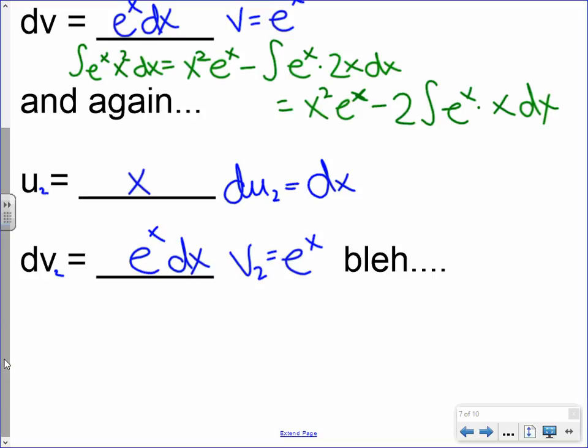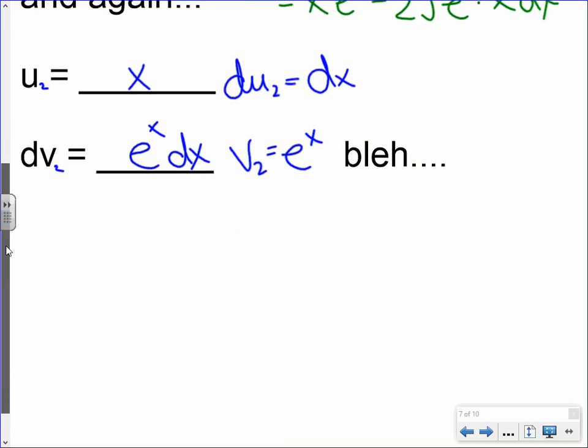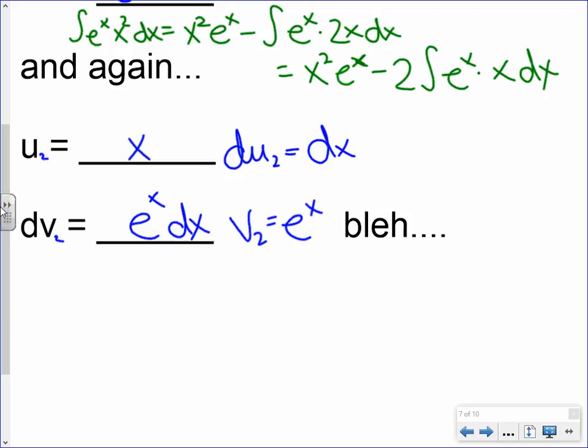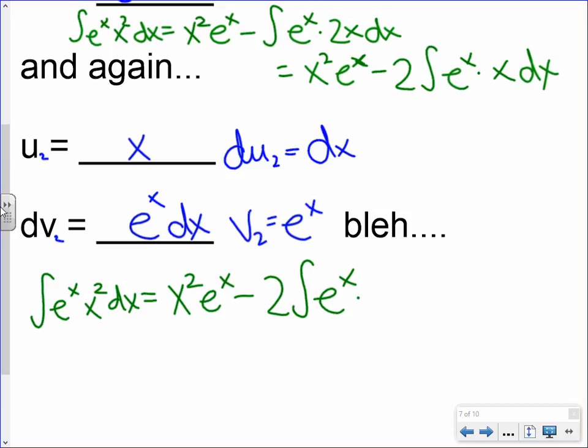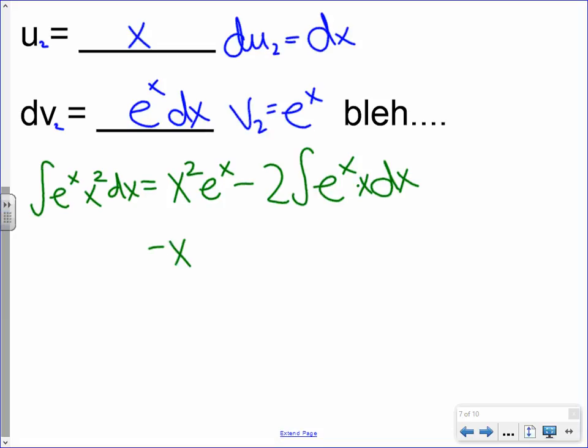So what we would have to do, coming back all the way up to there, I'm going to just copy down what I have in green up there. Our original problem, the integral of e to the x, x squared dx, we said it equals x squared e to the x minus 2 integral e to the x times x dx. And so now we are saying that the integral of e to the x times x dx is now u times v minus the integral of v du.